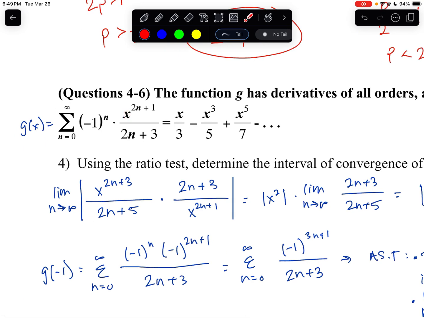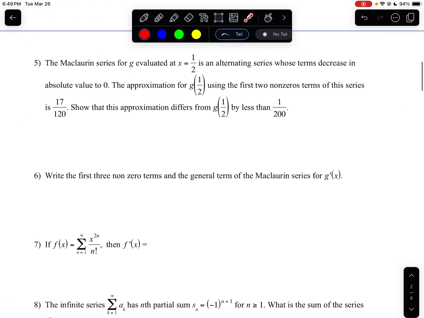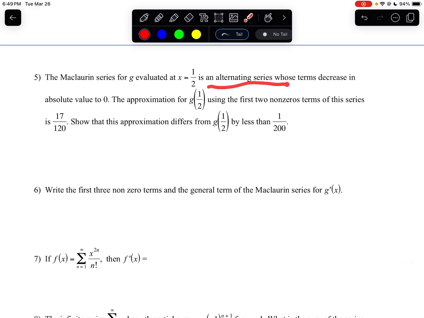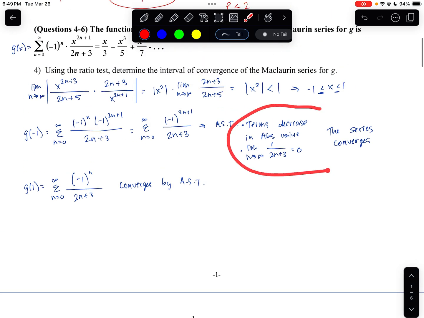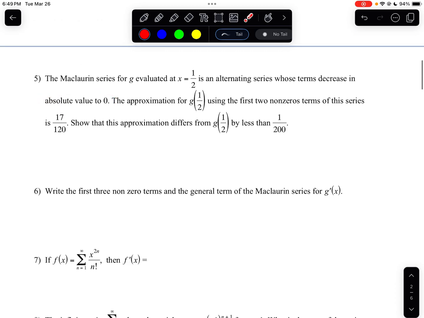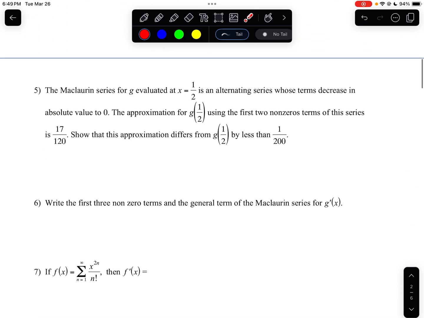So if I plug in 1 half, I'm going to get a series. In any case, they're plugging in 1 half, and they're telling us that it's going to be an alternating series whose terms decrease in absolute value to 0. Basically saying here that it's converging by the alternating series test. The approximation for g of 1 half using the first two terms of this series is 17 over 120.